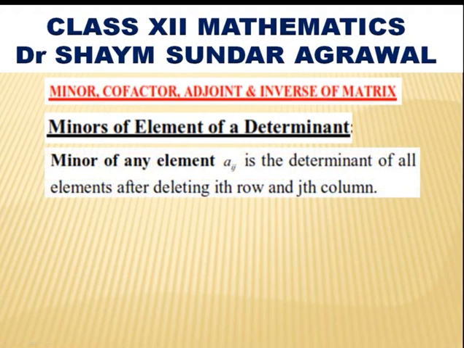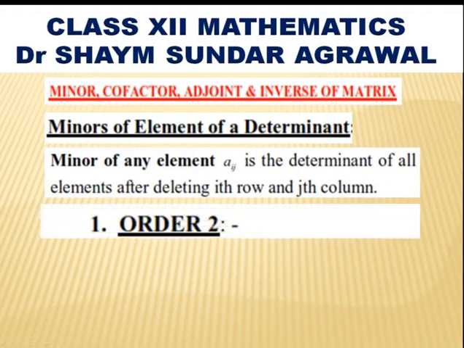in the determinant is the determinant of all the remaining elements after deleting the ith row and jth column. So minor of any element Aij is the determinant of all the elements after deleting the ith row and jth column. Just like the minor of A12 is the determinant of all the elements after deleting the first row and second column. A13 is after deleting the first row and third column, similarly others.